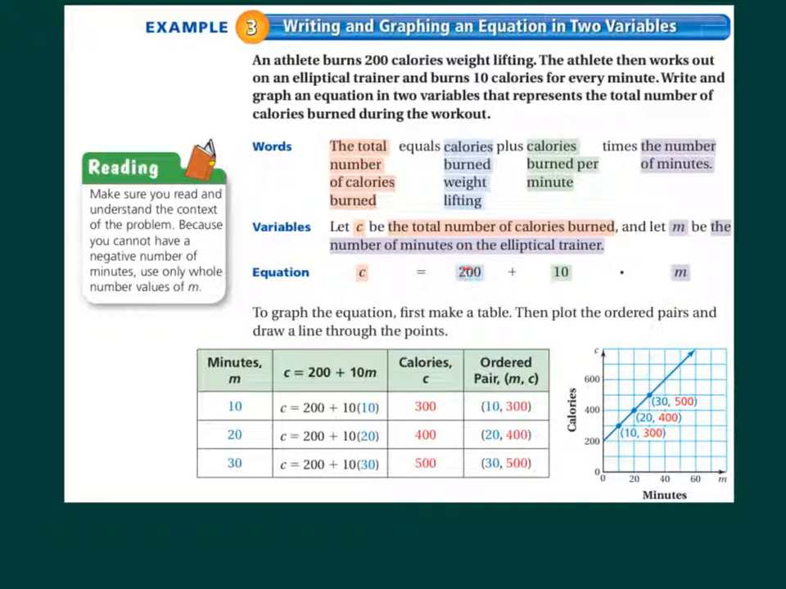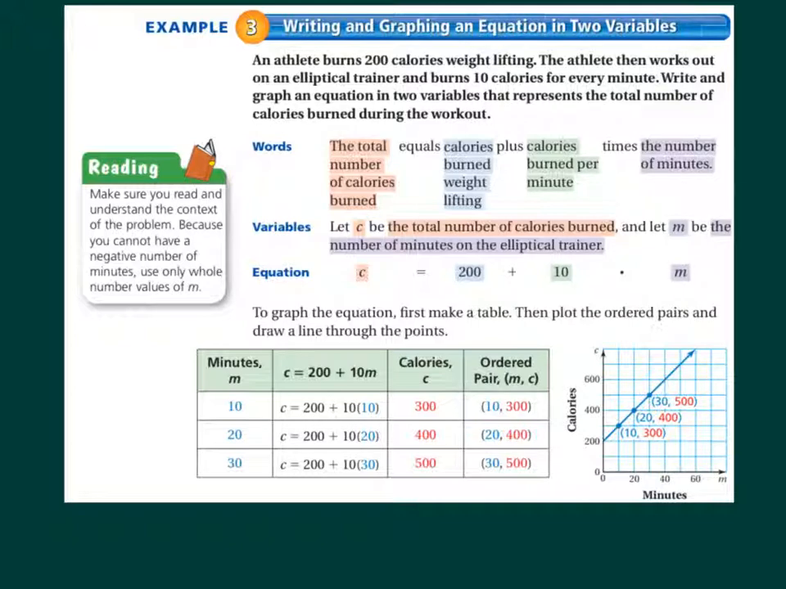That 200 calories is going to remain 200 calories. But every minute we spend on an elliptical trainer, it's going to burn another 10 calories. So every time we spend another minute, it's going to go up by a factor of 10. So if I spend 1 minute, I'm going to say 10 plus 200. If I spend 2 minutes, 2 times 10 is 20, plus 200. And as you can see here, it increases.